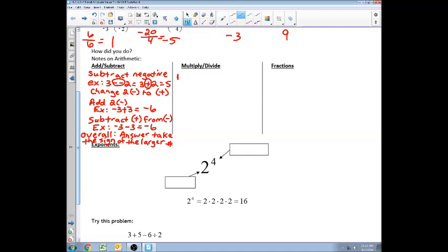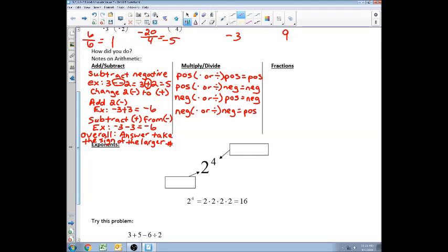Multiplying and dividing. If I take a positive and I multiply or divide by a positive, that will equal a positive. If I take a positive and multiply or divide by a negative, that will be a negative. If I take a negative and multiply or divide by a positive, the same as the one we just looked at a minute ago, it'll be a negative. Finally, if I take a negative and multiply or divide by a negative, it will be a positive.